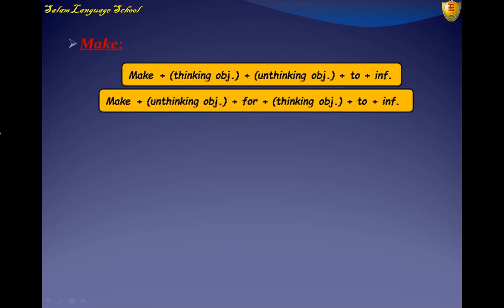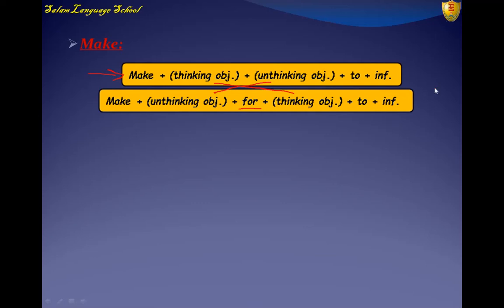The next point is about the verb make. We have two forms here. We can use the verb make like the first one here: make plus thinking object, then unthinking object, plus to infinitive. Or if we put the unthinking object first and the thinking object after, we will use for: make unthinking object for thinking object to infinitive.